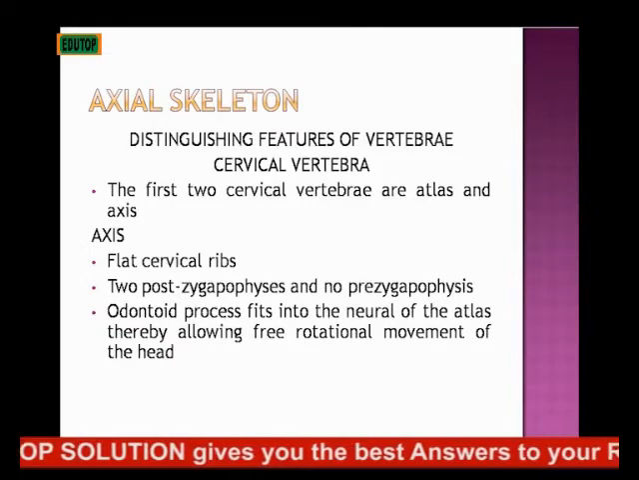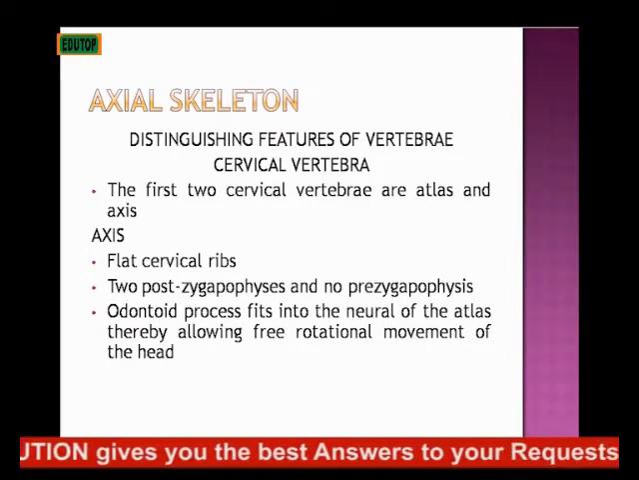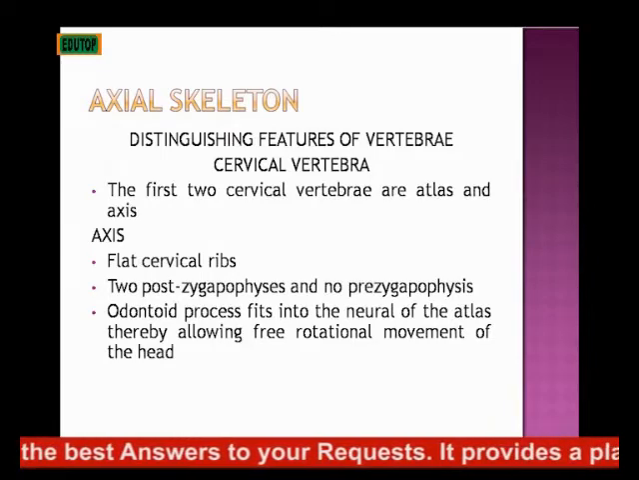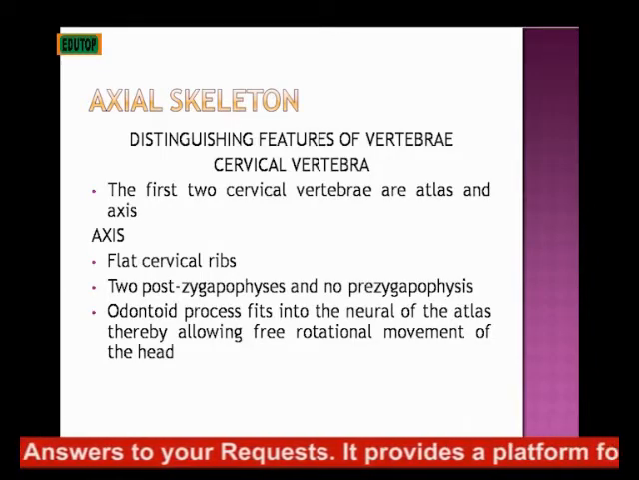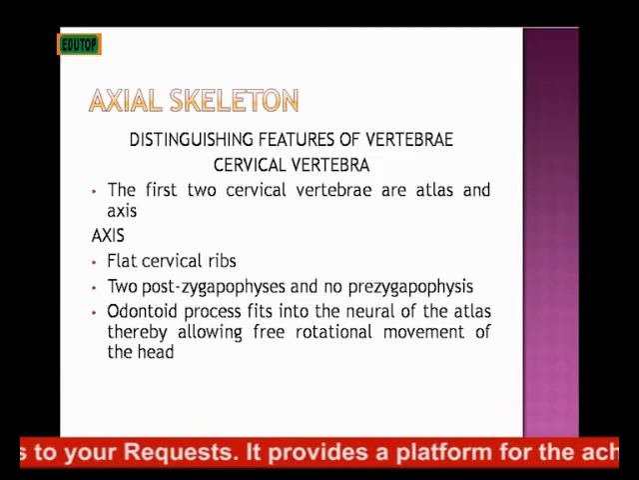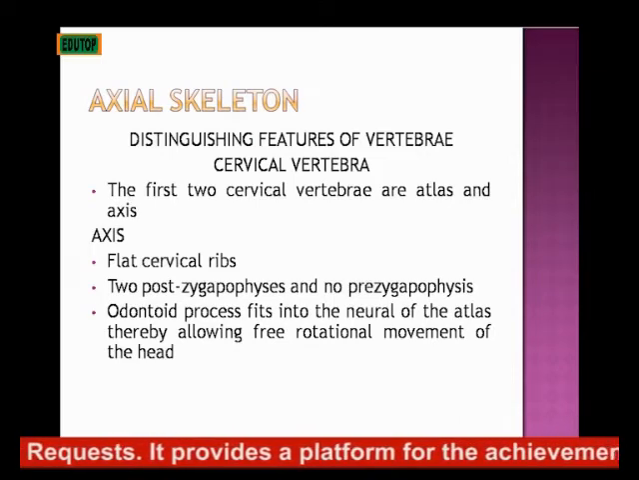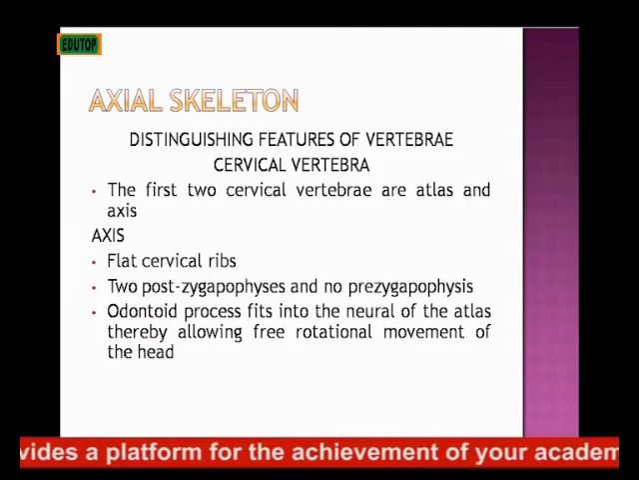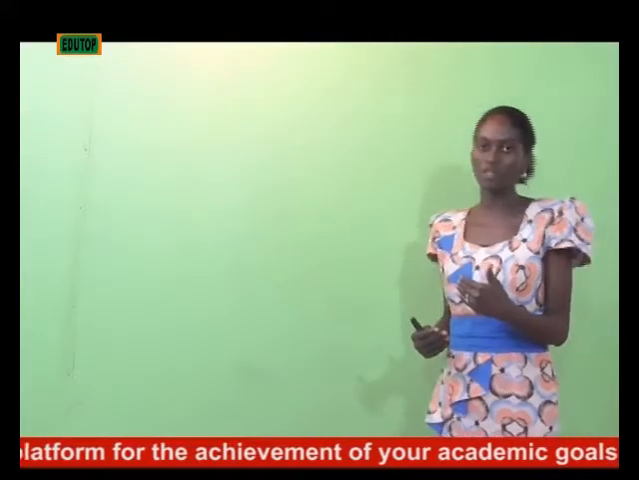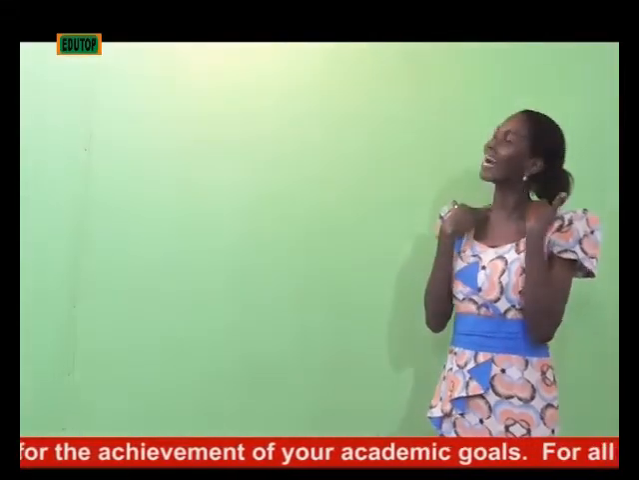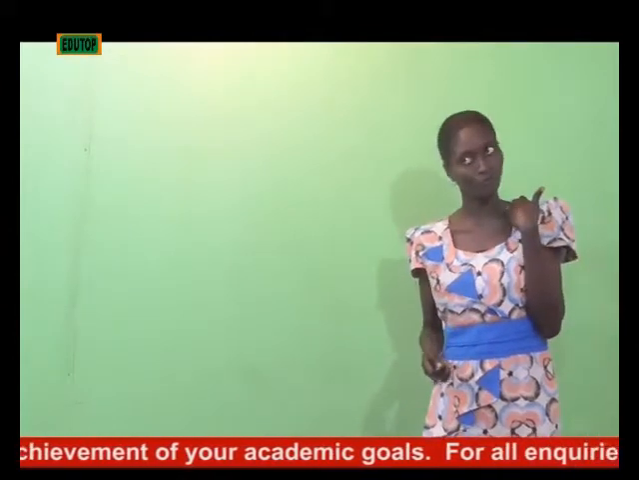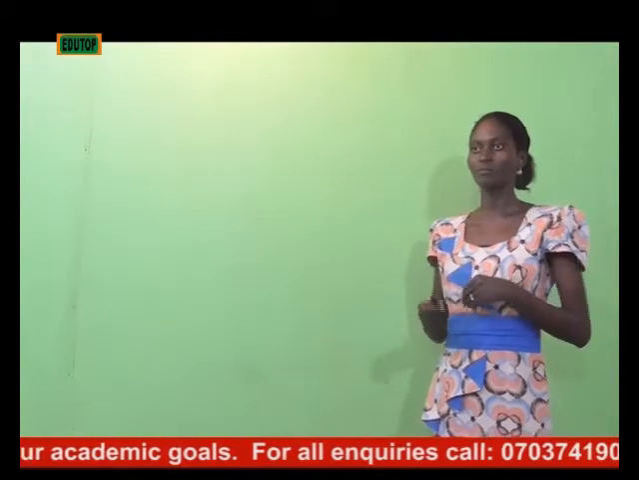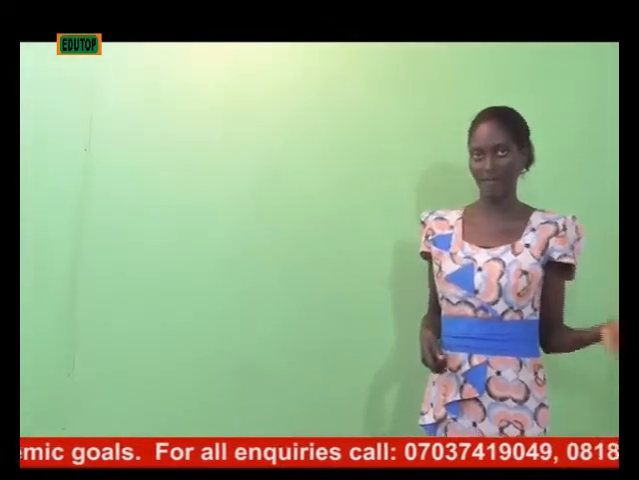You know, I said they are in succession. So you have the atlas first, then the axis follows. So it is the odontoid process that fits into the neural canal of the atlas, which is the first one. So they both allow free rotation movement of the head. So it's the atlas and the axis on top of each other, that allows your neck to move in the rotational movement. Then that is for the cervical vertebra.